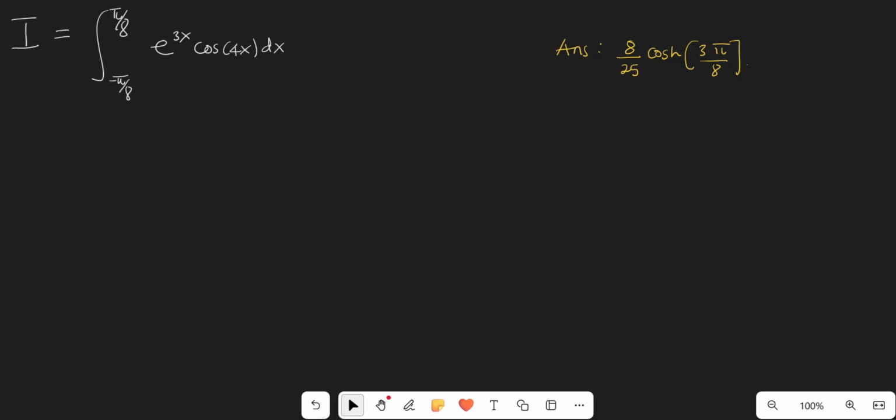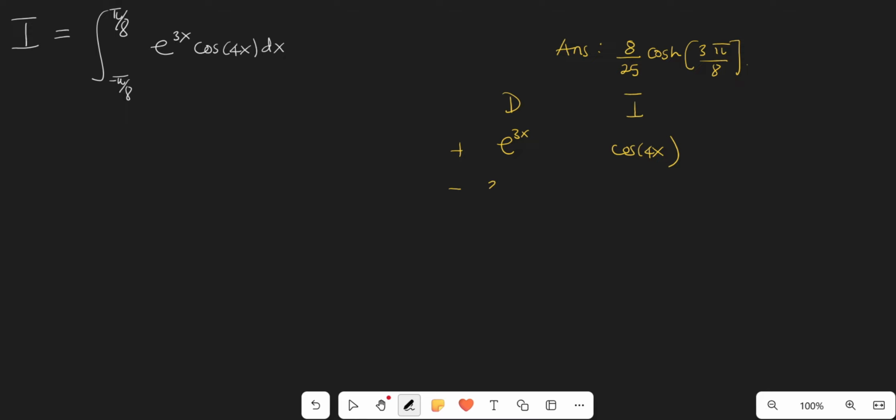Watch as I solve this integral using integration by parts. So I normally do the DI method, D for differentiation and I for integration, right? I'm going to differentiate e to the 3x and I'm going to integrate cosine of 4x. The first one is normally plus, next one is minus.